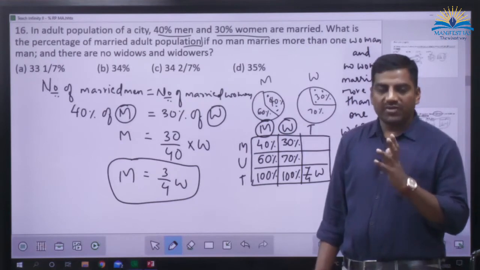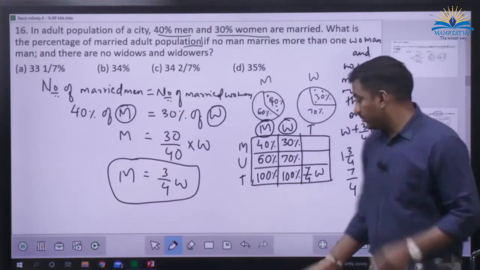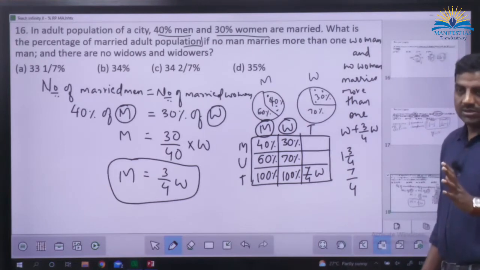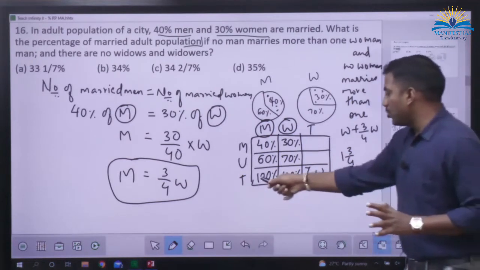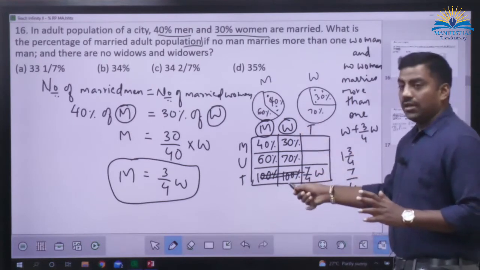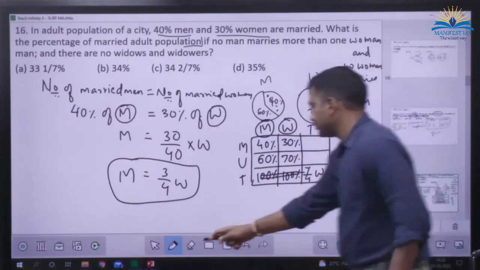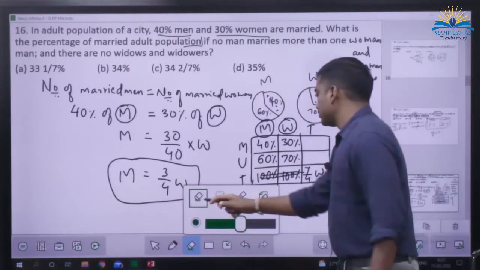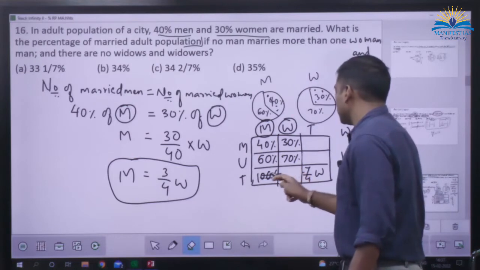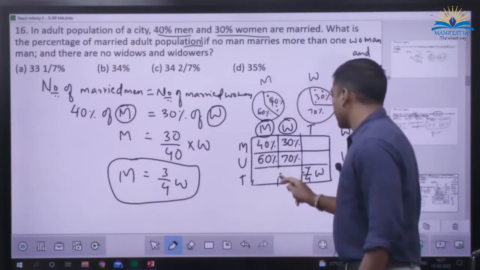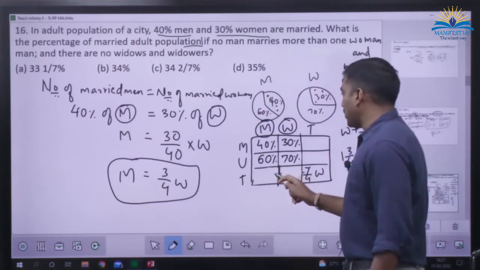Dealing with two variables will be very difficult. Yes? So, 7 by 4W is the total population. You don't worry about this 100% and 100%. Total women's population is W.